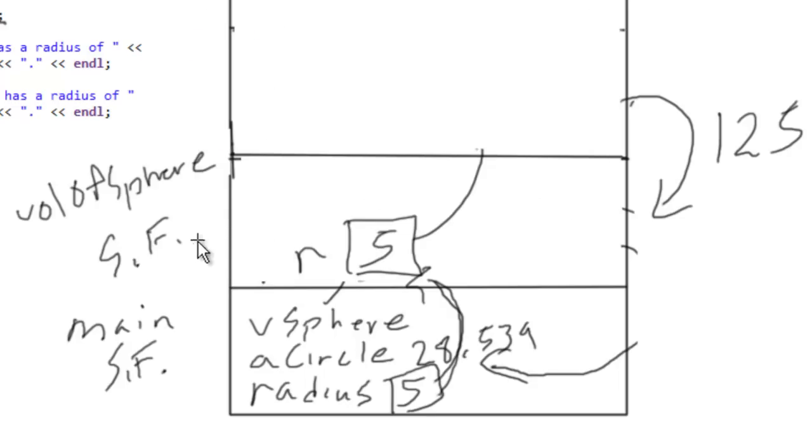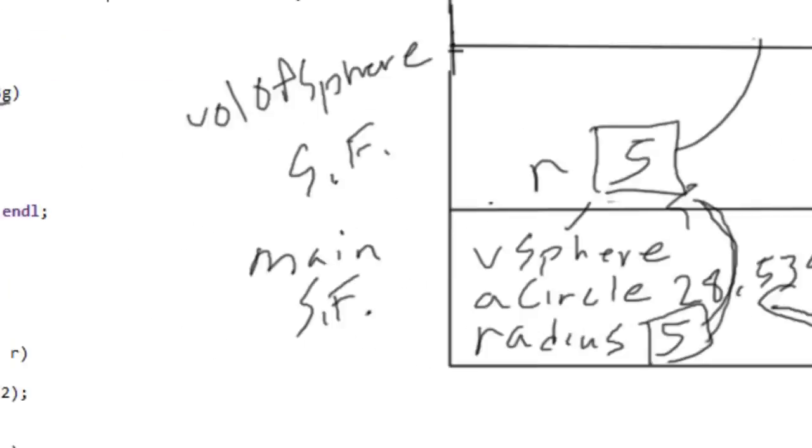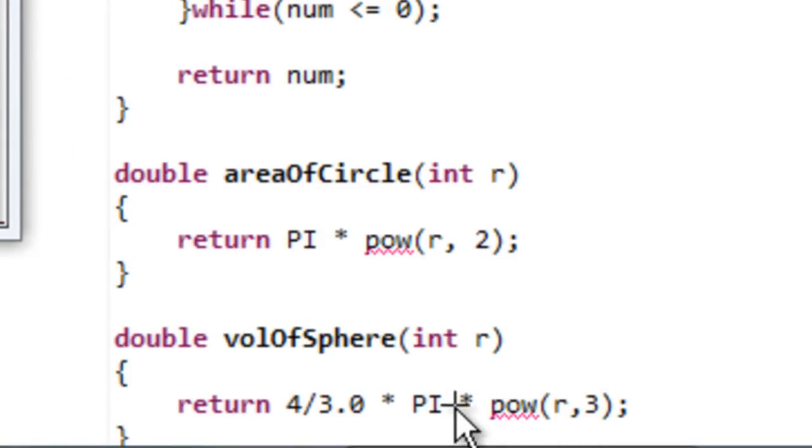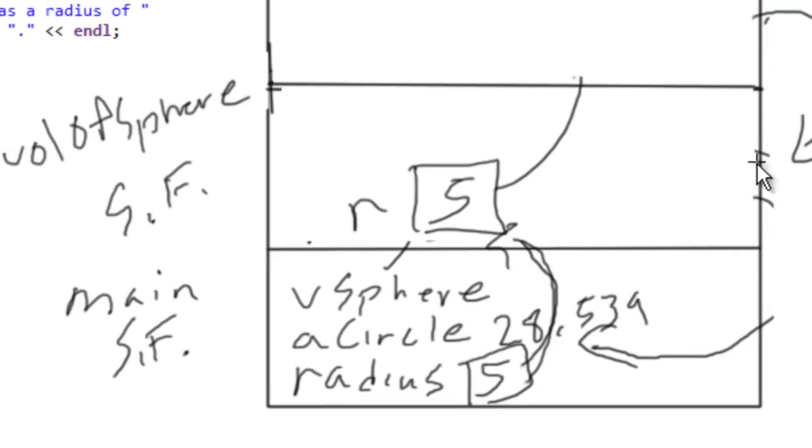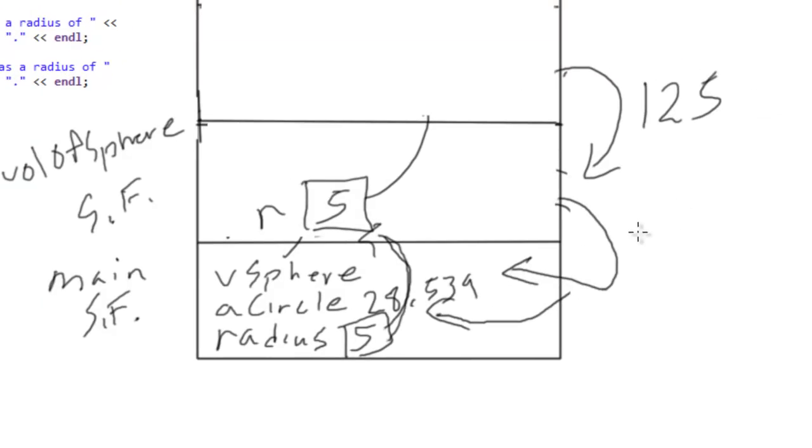All right, so vol of sphere, once it has that value of 125 being passed back, it uses that 125 here. It would take 4/3, multiply it by pi, and then multiply it by the 125. And that is calculated to be 523.598. So we get that value being passed back here. So it's 523.598. Okay, so that's what's being stored there.